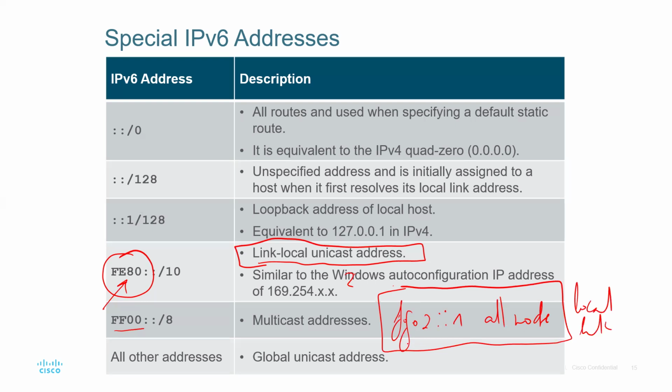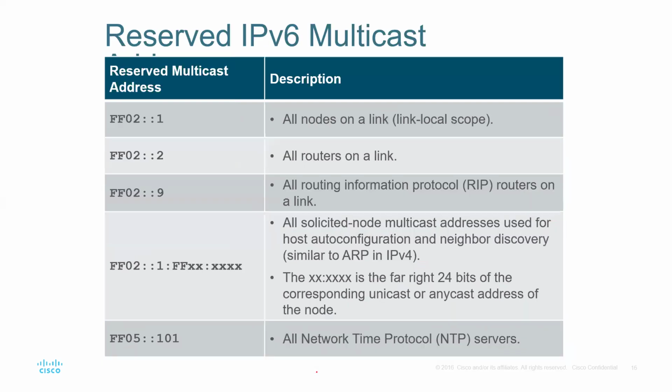If you want to send a broadcast, you address it to FF02::1. It's part of FF00/8. That is just one type of a multicast address. Then all other addresses, they're global unicast, and so on. Reserved IPv6 multicast. Right, so I know my multicast, FF00/8.